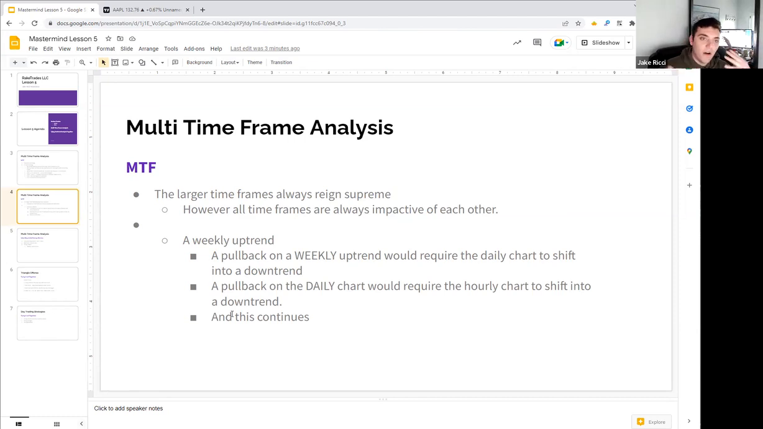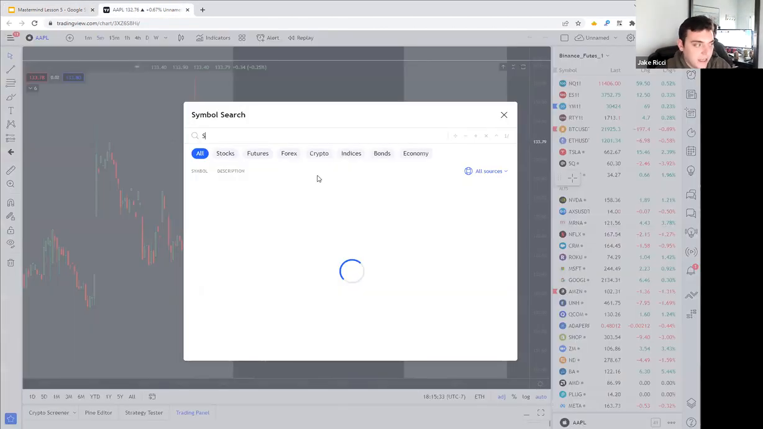Do you see how these time frames are starting to tie together? And it's like, holy shit, right? Like a daily flip into an uptrend might just be a pullback on a weekly chart, right? And let's look at an example of this as we speak.